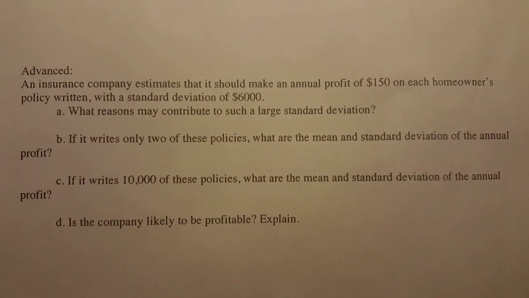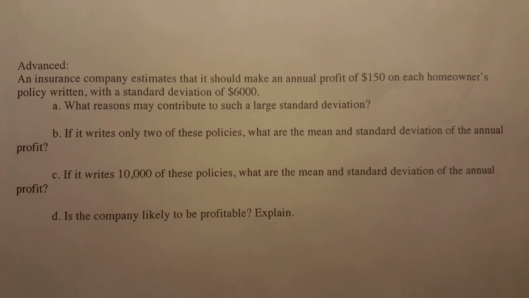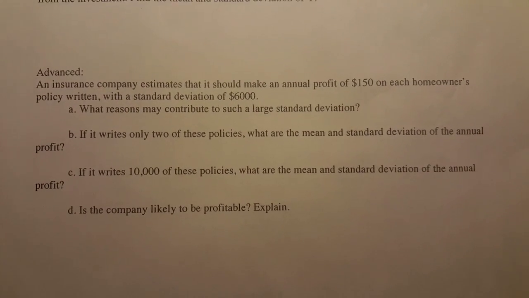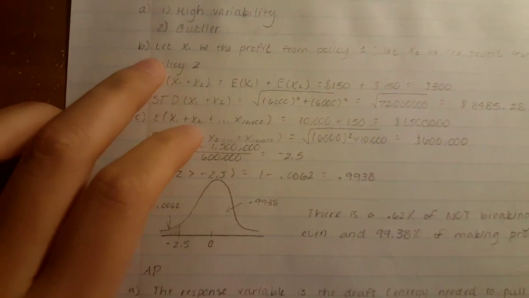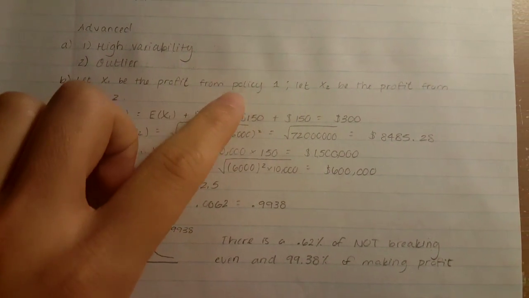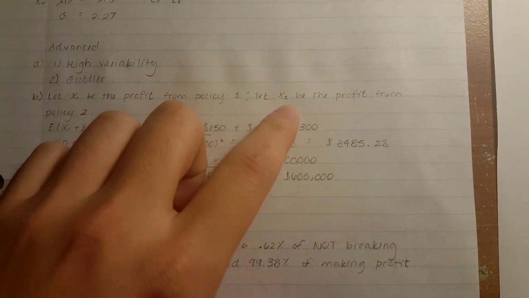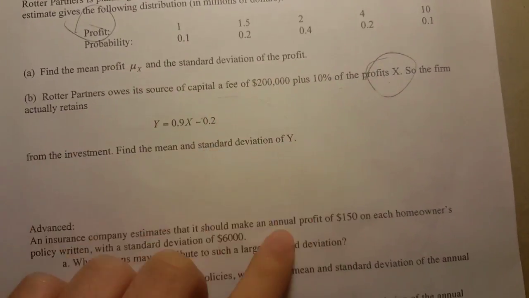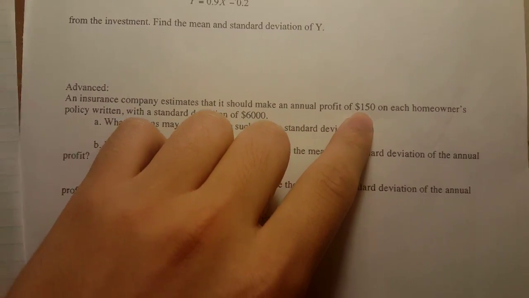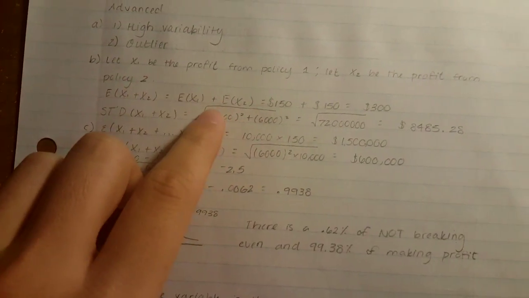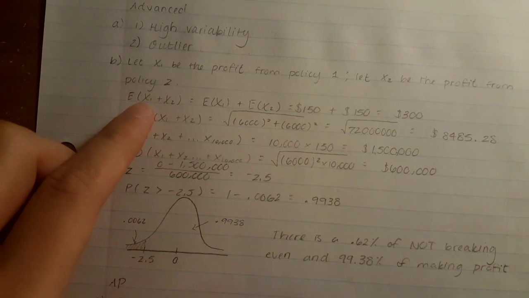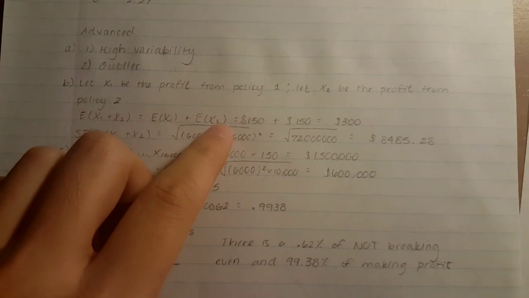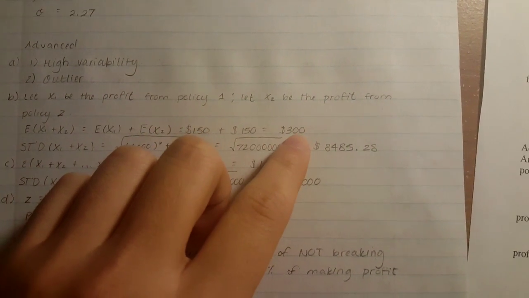B. If it writes only two of these policies, what are the mean and standard deviation of the annual profit? Well, let X1 be the profit from policy 1, and let X2 be the profit from policy 2. To find the mean, you use this number, 150, and you add them together because there's two. So the mean would be X1 plus X2, 150 plus 150, 300.